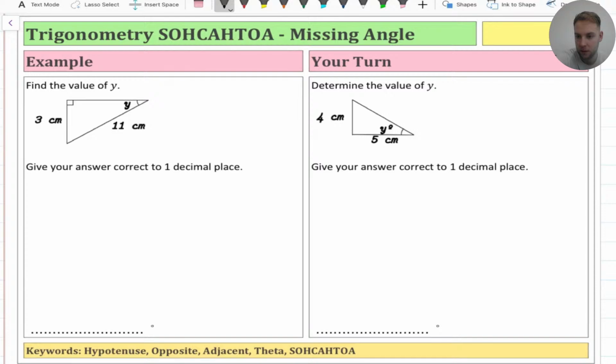Let's start having a go at the one on the left. So the first thing I always need to do is to label that triangle. Now this triangle's a little bit upside down, isn't it? So opposite that right angle is called my hypotenuse, always, okay? Opposite the angle is my opposite. So opposite the angle y is my opposite. And then between the angle and the right angle is my adjacent there.